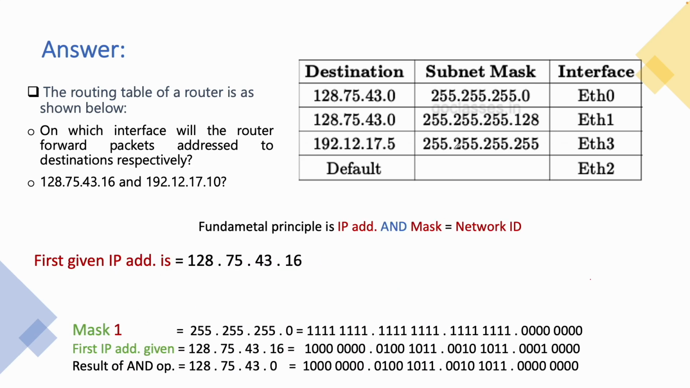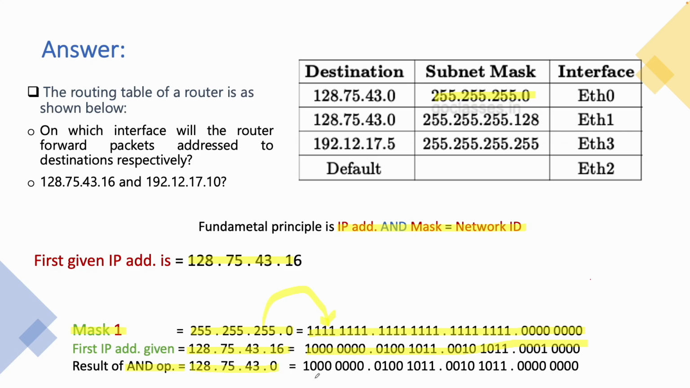Now we will start performing the AND operation of the IP address and mask, which will give us the network ID. First we will do it with mask 1. We do the AND operation of the given IP address and this first subnet mask. So the mask is 255.255.255.0, which when converted into binary is this whole string, and the first IP address is 128.75.43.16, which when converted into binary is this one. When performing an AND operation, it results in this string of numbers.